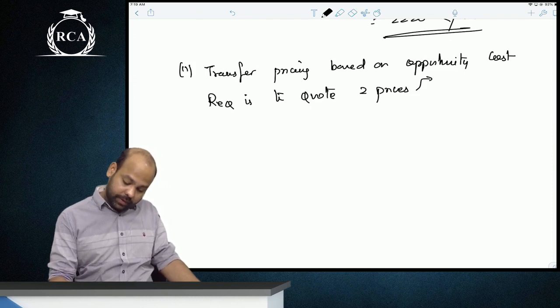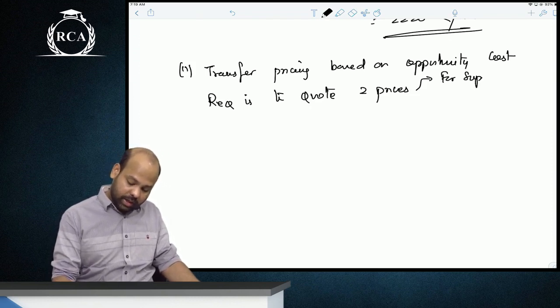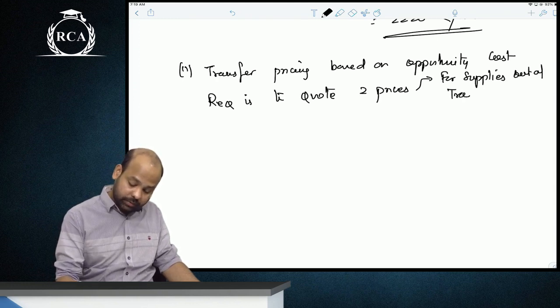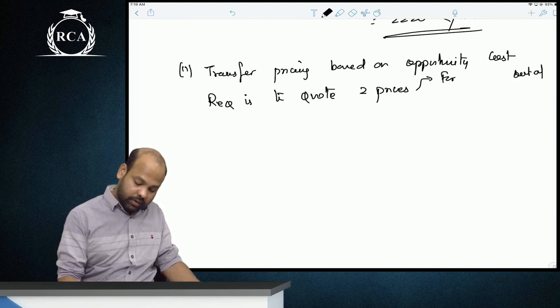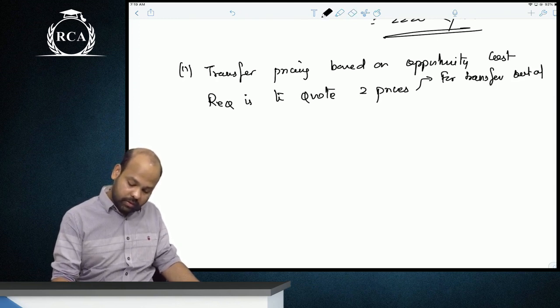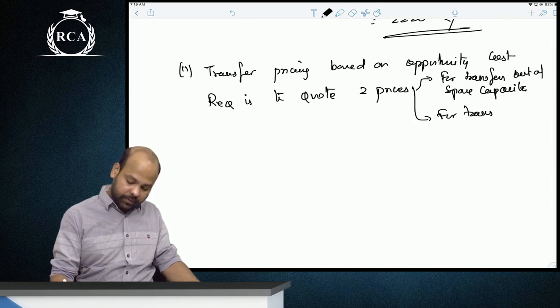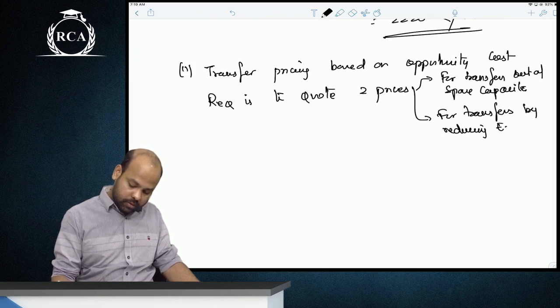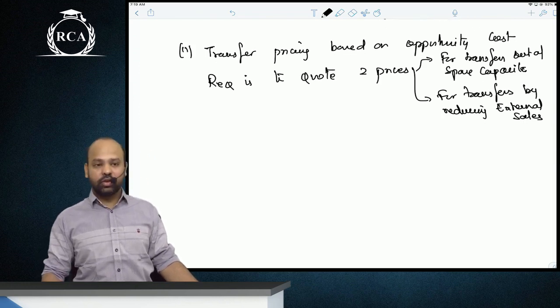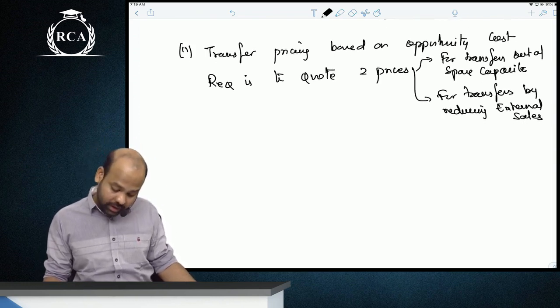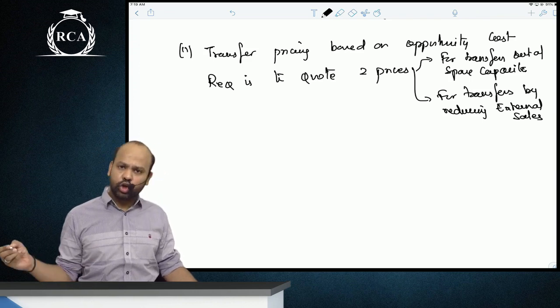One is for transfers out of spare capacity. And then, the other is for transfers by reducing external sales. So this is what you'll have to quote. Okay? Yes, sir. Shouldn't be a problem.